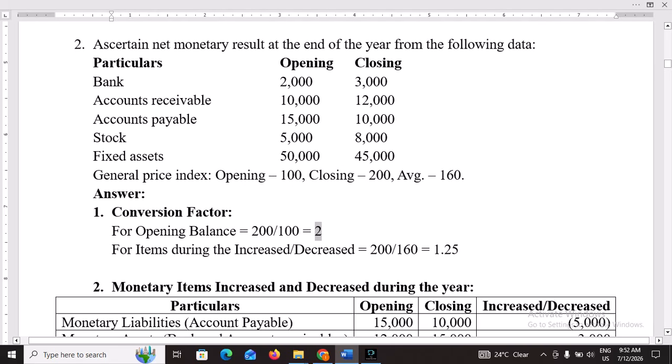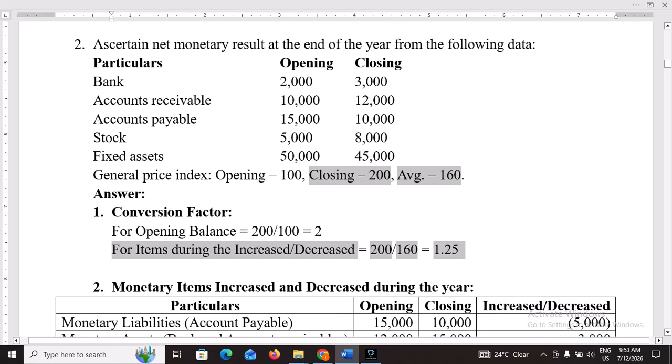Next, for items increased or decreased during the year, as usual, closing index divided by average. During the year means average, so 200 divided by 160 is 1.25.